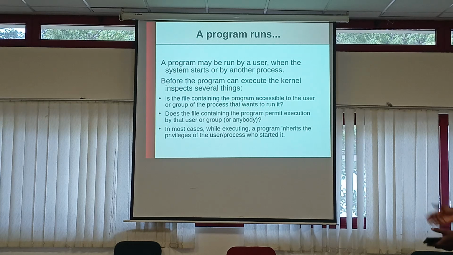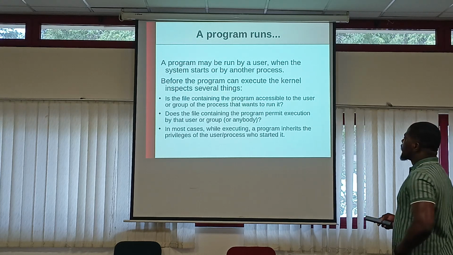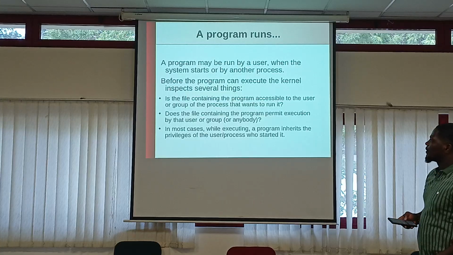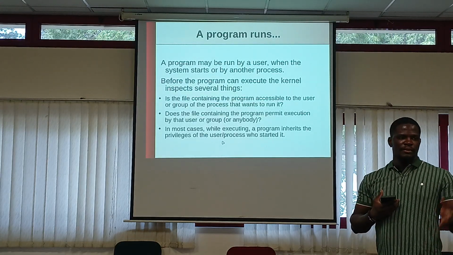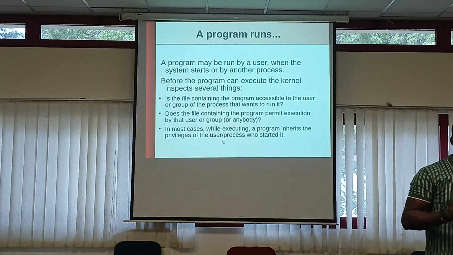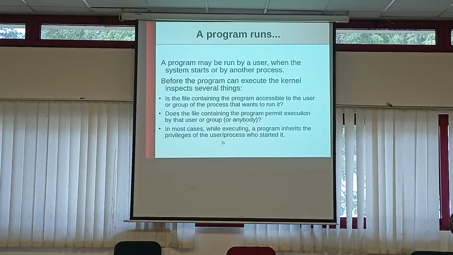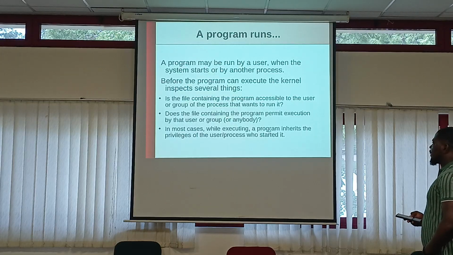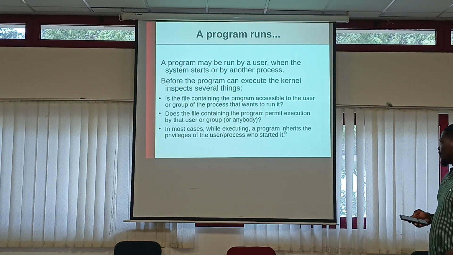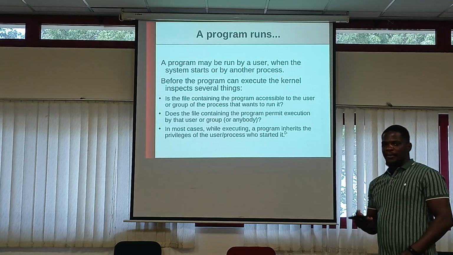Before a program starts, the kernel has to check if the file containing the program is accessible to the user or the group. So I'm logged in as James. I'm trying to execute a file that's owned by you. It wouldn't run because I'm not permitted to do that. I don't have that permission, unless you tell the kernel that any other person can run this application. So, does the file containing the program permit execution by the user or group? In most cases, while executing a program, it inherits the privileges of the user and the process that started it. So that's how it runs.